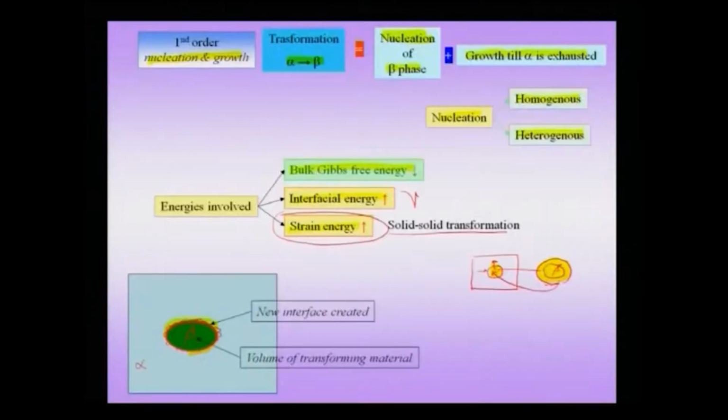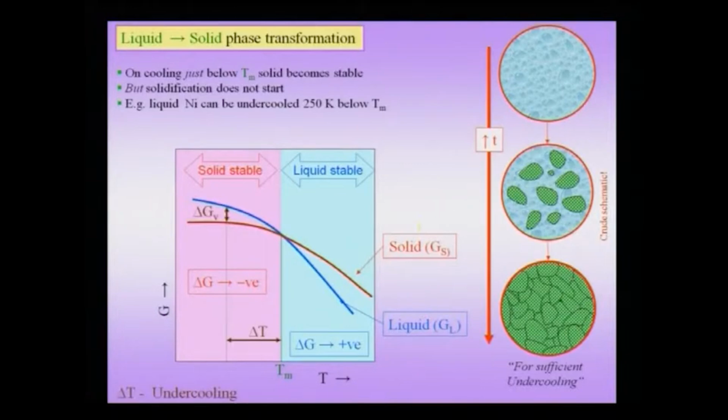Now, as I pointed out, suppose I am talking about a solid to liquid phase transformation, then I can ignore the strain energy contribution, and this would lead to a simplification in understanding the process of nucleation. So, suppose I consider a liquid to solid phase transformation. That means I have a uniform liquid as shown in the figure on the right hand side.